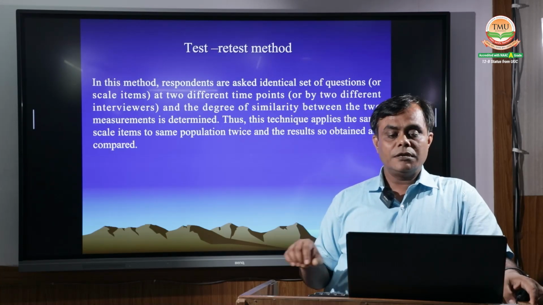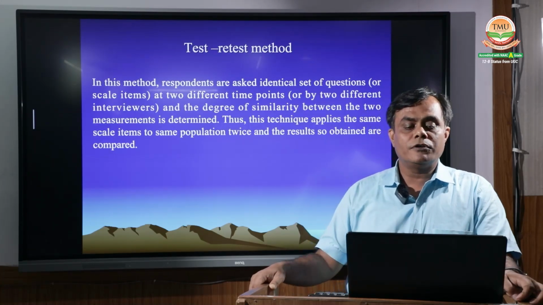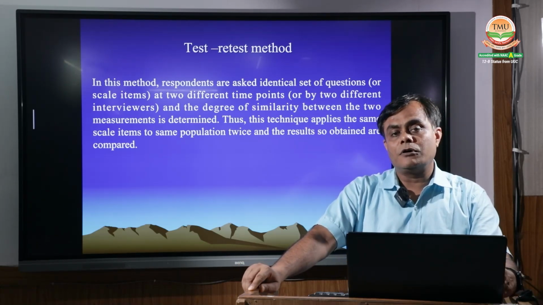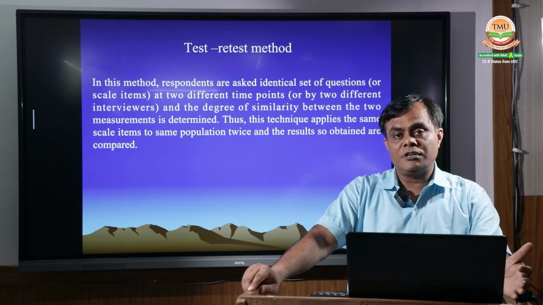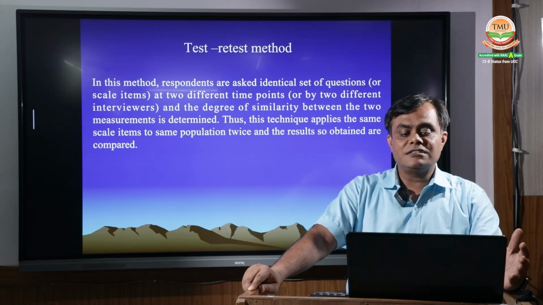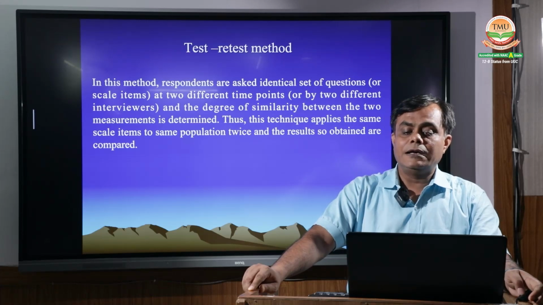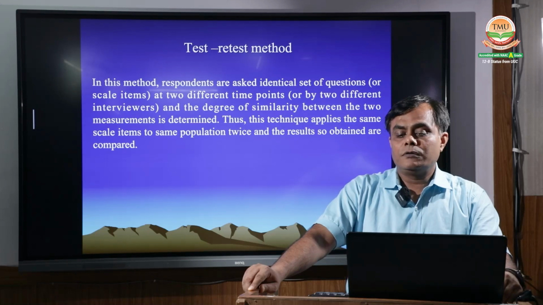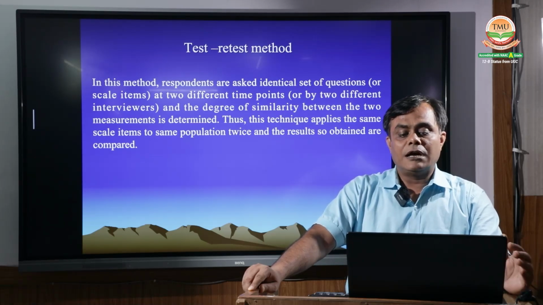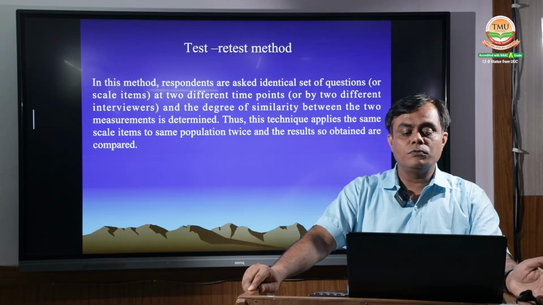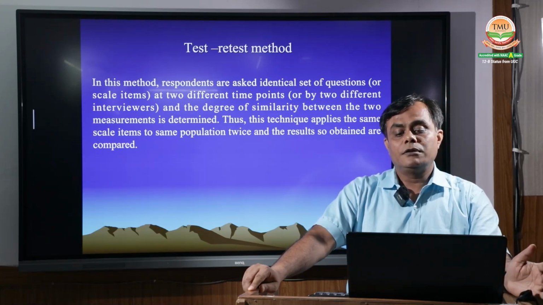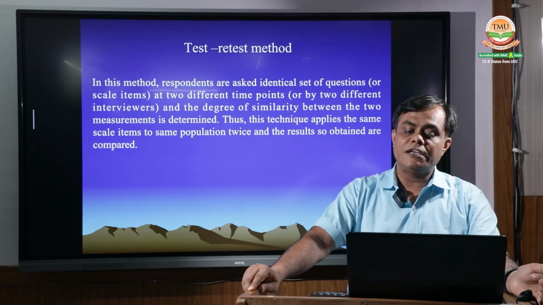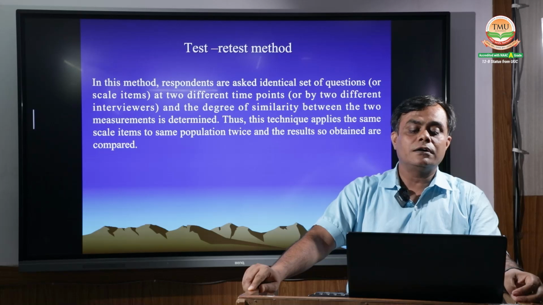The first method is the test and retest method. Simply, the test and retest method means the same thing is used on different occasions, and the answer is the same. In this method, respondents are asked an identical set of questions at two different time points or by two different interviewers, and the degree of similarity between the two measurements is determined.